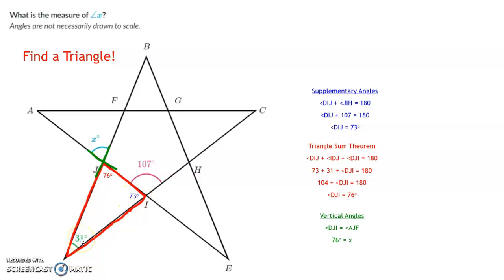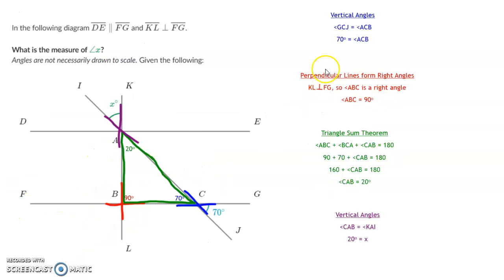Then I used the triangle sum theorem to say that, well, these three angles, I know the 73 and I know the 31. I know that they add together to give me 180 if I add this third angle in there. And that third angle turns out to be 76. Last but not least, I used vertical angles to determine that if this is 76 degrees, this must also be 76 degrees.